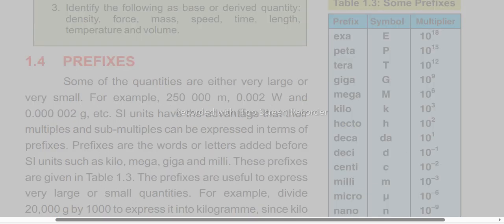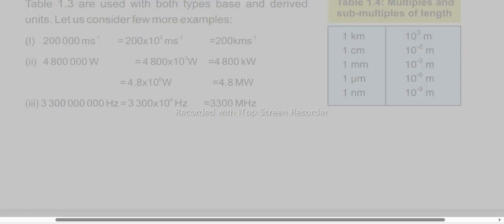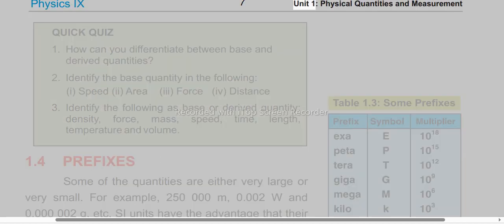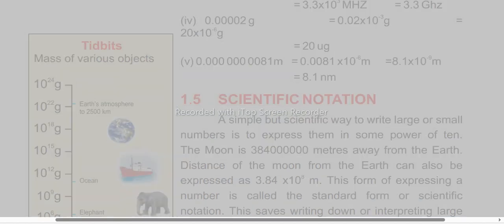Table 1.3, some prefixes. Table 1.4, multiples and submultiples of length. Physics 9-7, Unit 1, Physical Quantities and Measurement. 3,300 megahertz is equal to 3.3 times 10 to the power 3 megahertz equals 3.3 gigahertz.